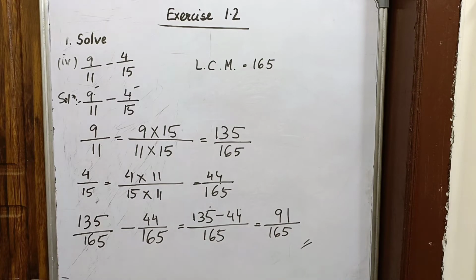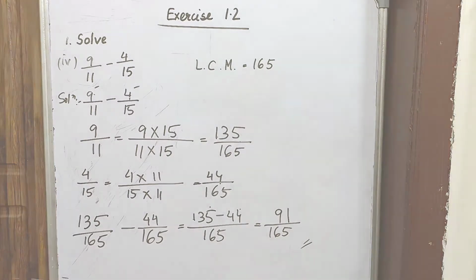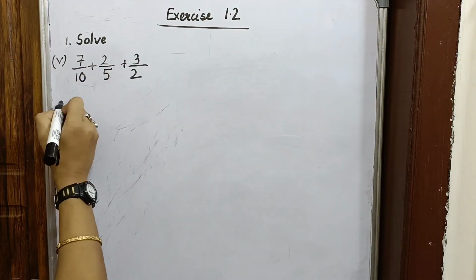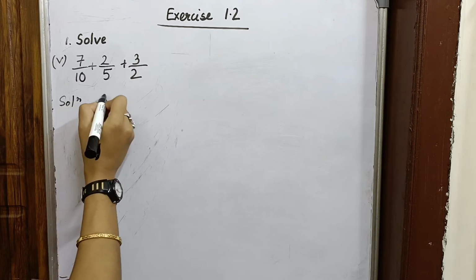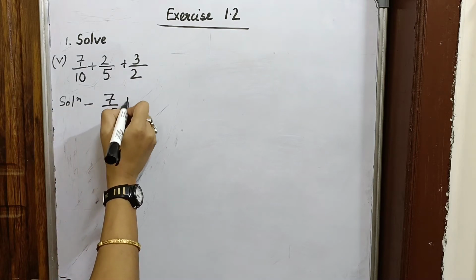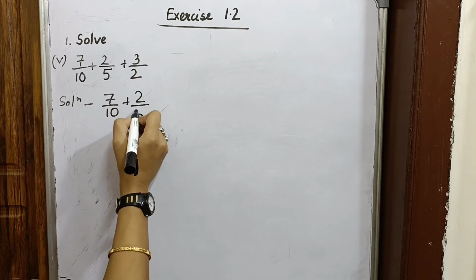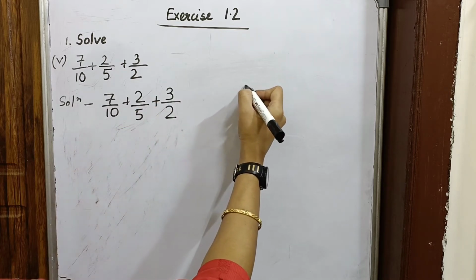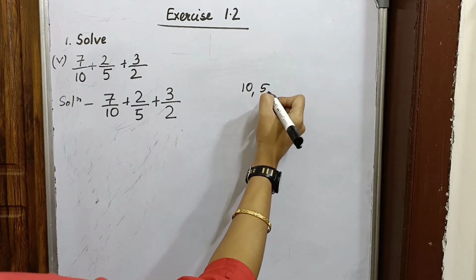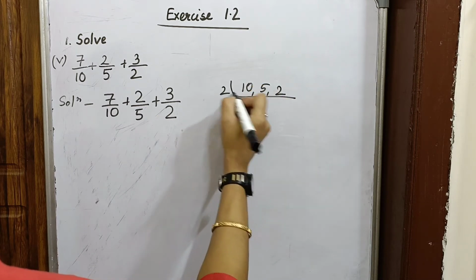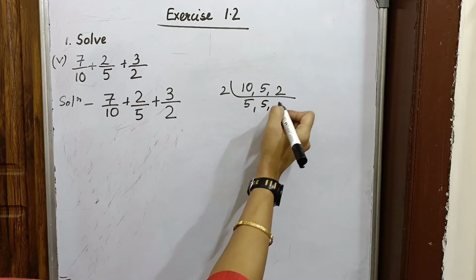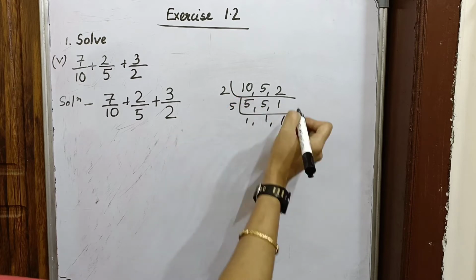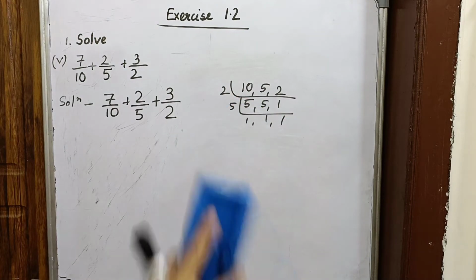Now let's do number 5. Number 5 is 7 by 10 plus 2 by 5 plus 3 by 2. We will write 7 by 10 plus 2 by 5 plus 3 by 2. So the LCM of 2, 5 and 10 is 10, since 2 fives are 10. So the LCM of these three is 10.